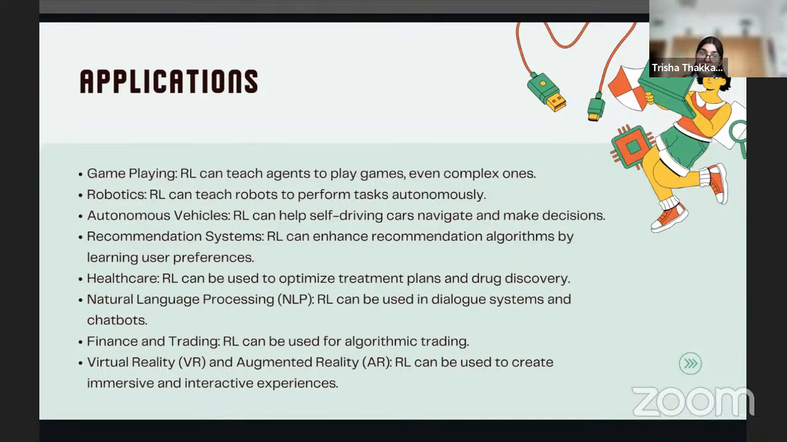It is used in healthcare. It is also used in NLP, which is natural language processing. It is used in finance and trading. And an important application here is virtual reality and augmented reality. It is used to create an immersive and interactive experience for the users.